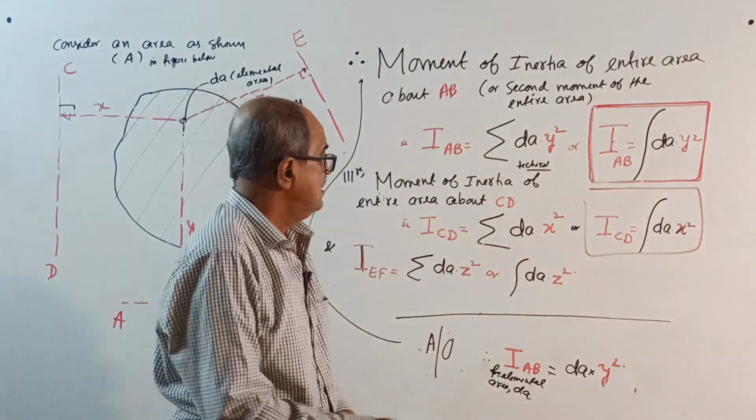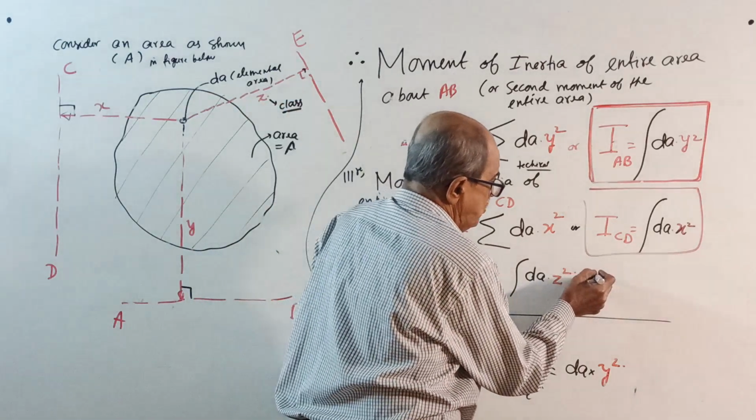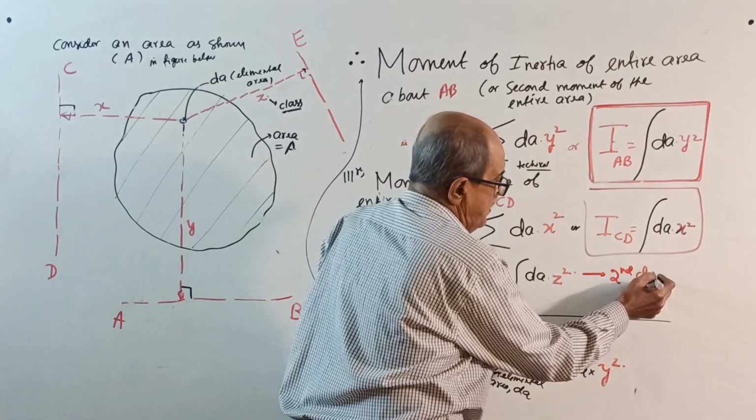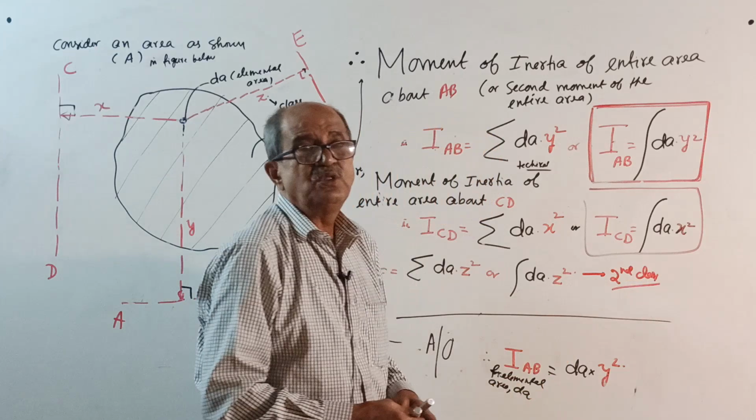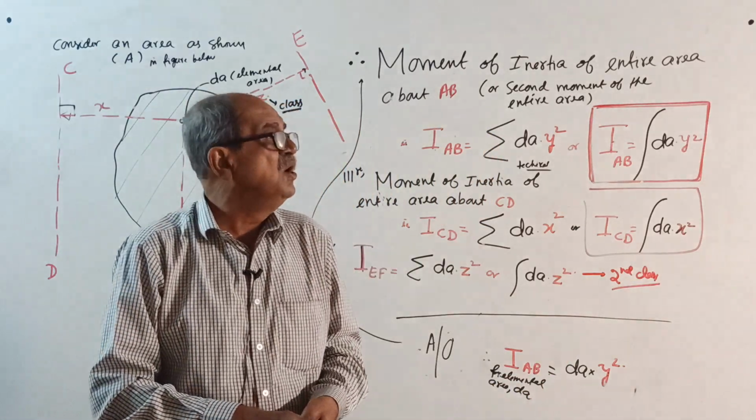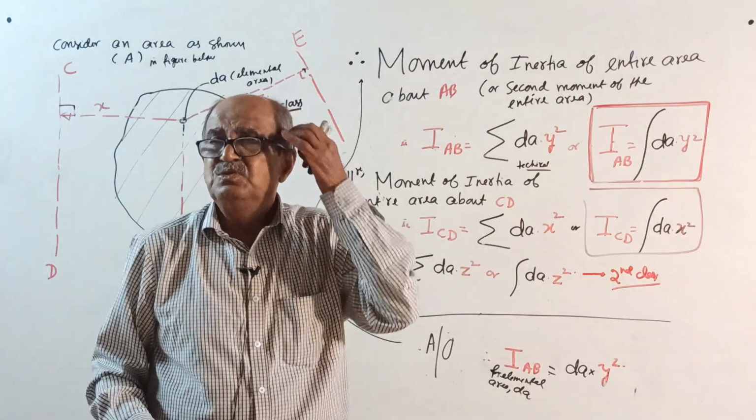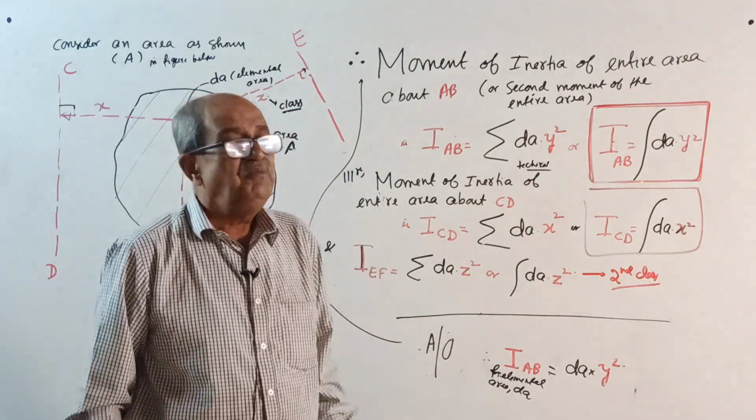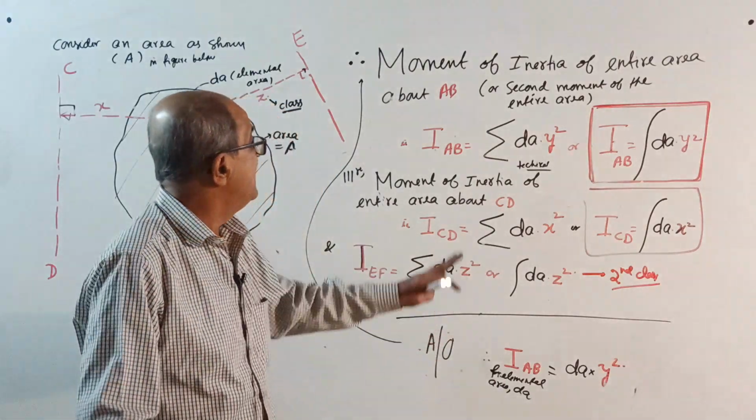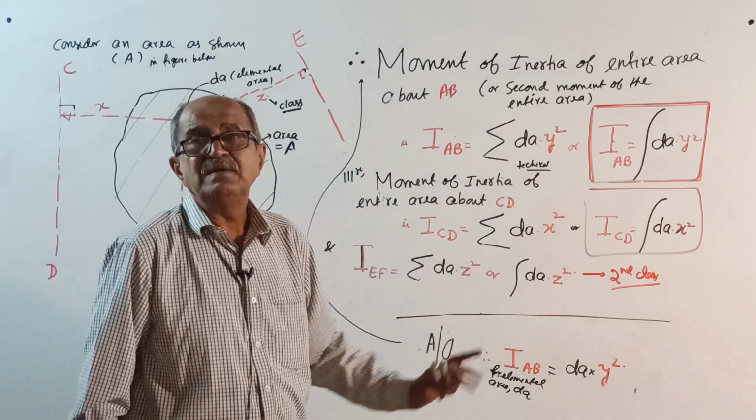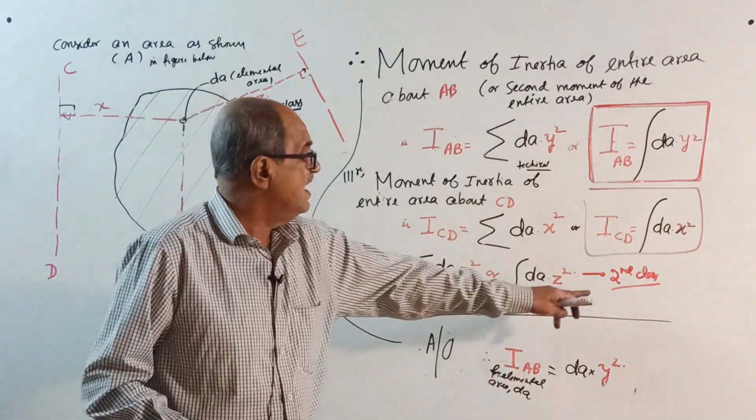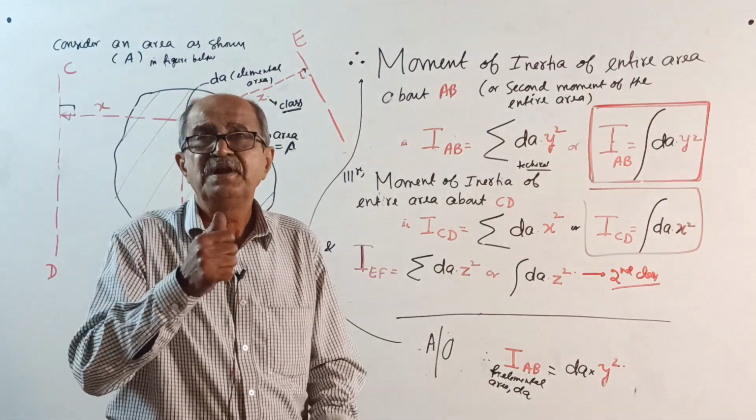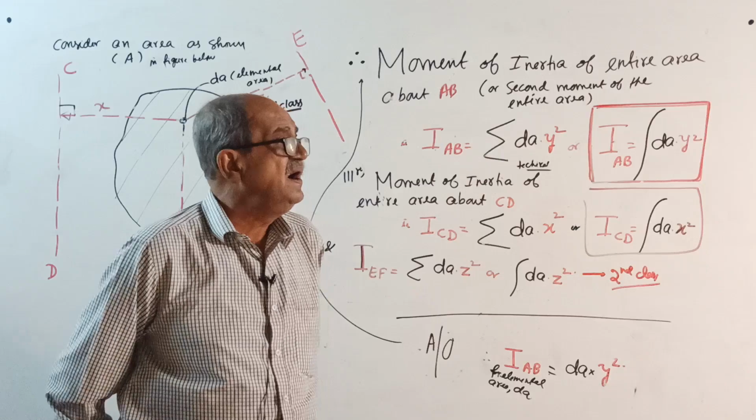Now, I have to go to the second class. This part is for those who want to know the mathematical part or those who want to study within a limited scope. That's all. This is the required part. Now the second class is meant for those who want to really understand what moment of inertia is.